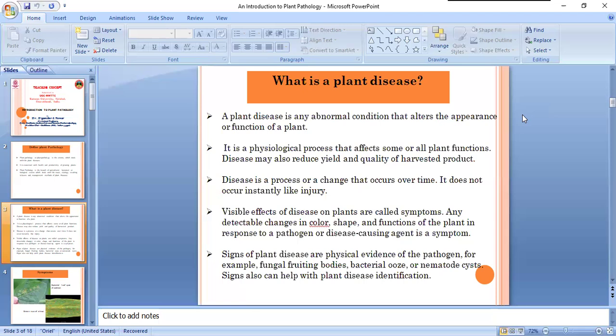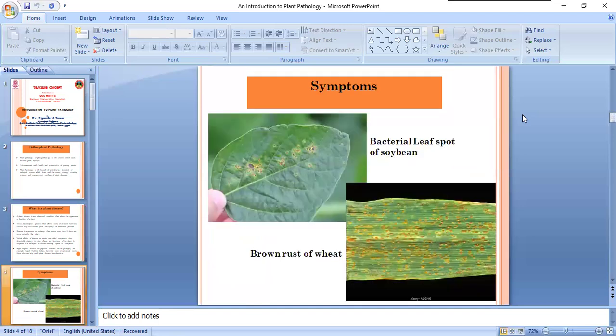On the basis of visible symptoms and signs, we can identify disease. So which type of symptoms? Like color, shape, size, and functions of the plants. With the help of these symptoms, we can identify disease, as well as some signs like fungal fruiting bodies, bacterial ooze, nematode cysts. These are some signs. On the basis of these symptoms and signs, which appear on the various parts of the plants, we can identify the diseases.